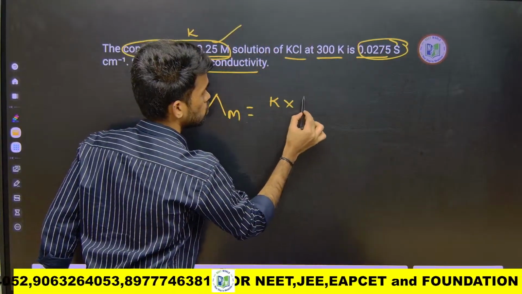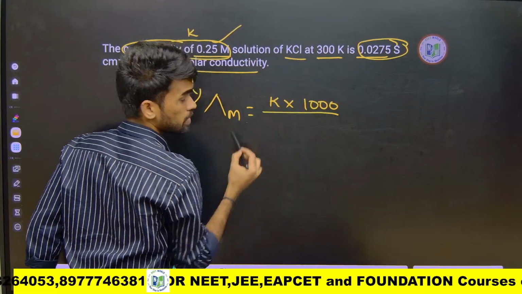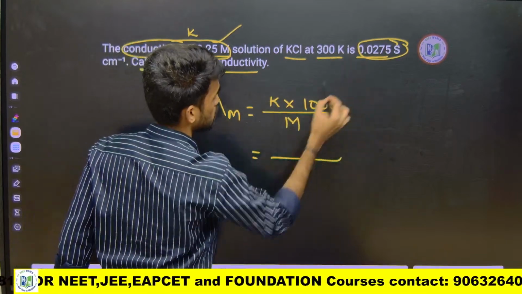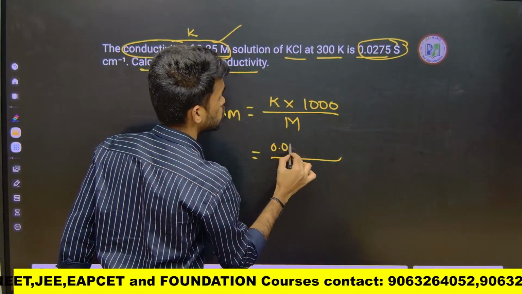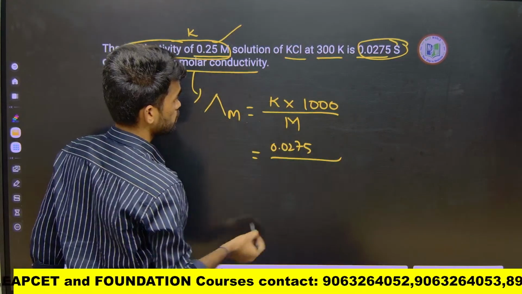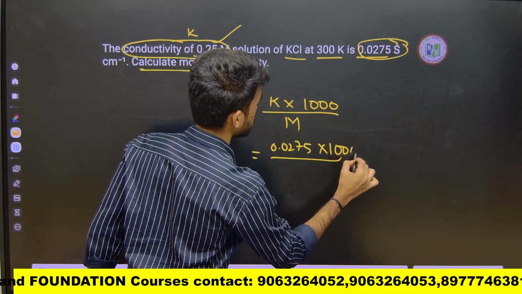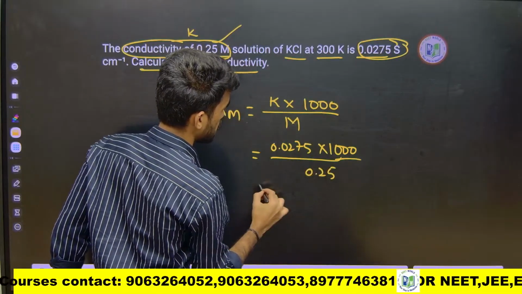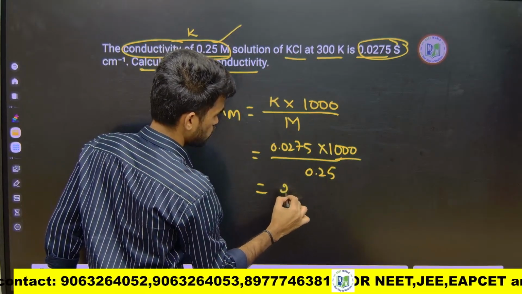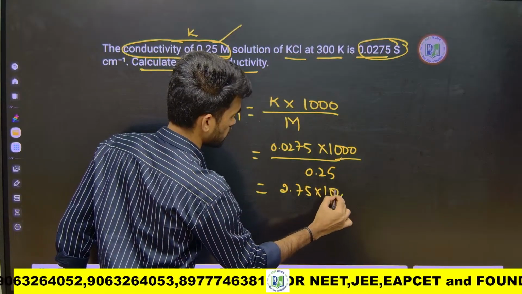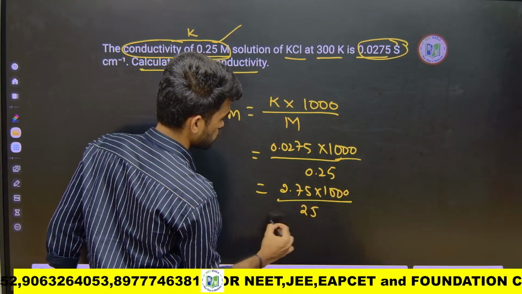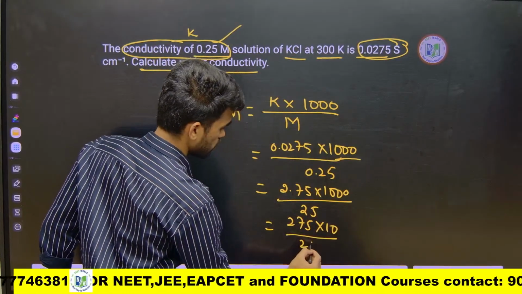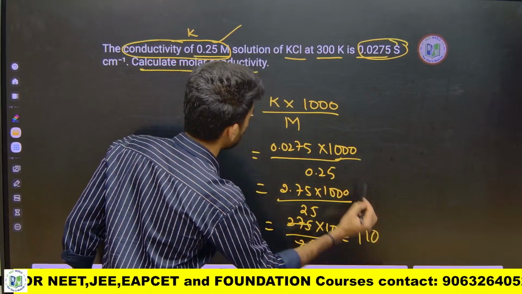Okay, K into 1000 by molarity, that is what? Concentration. So K is how much they given? So it is 0.0275 into 1000 by molarity is 0.25. So how much you will be getting here? So it will be 2.75 into 1000 by 25 if you want to write. So what we can say, 275 into 10 by 25. So this will be giving us 110, right?